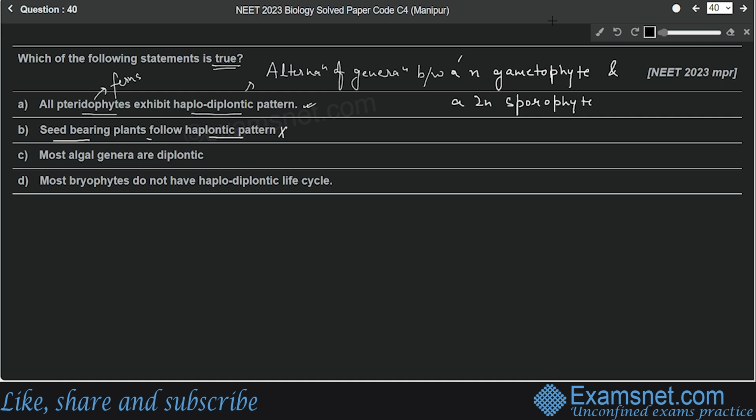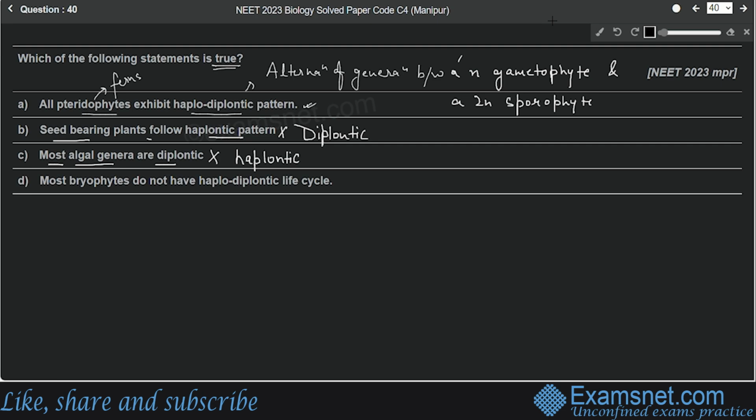Seed bearing plants include gymnosperms and angiosperms, and these exhibit diplontic life cycle. Diplontic life cycle, not haplontic. Okay, and here sporophytic generation is dominant. Then we come to the third one. It says most algal genera are diplontic. Again, this is incorrect because algal genera are haplontic.